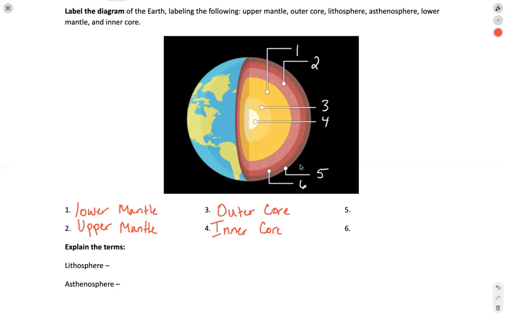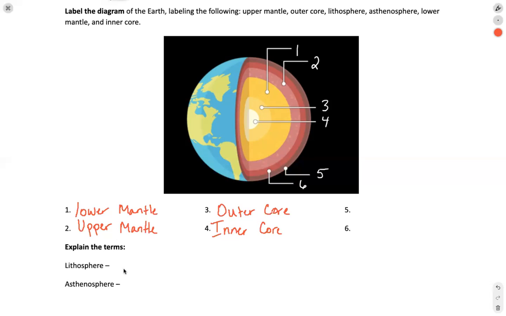Right, and then I'm going to skip 5 and 6 for a second, and I'm going to come back to them, because I'm not a huge fan of this diagram and the way that it is sectioned and labeled. So I'm going to explain the terms lithosphere and asthenosphere before we label 5 and 6, so that maybe it'll make a little more sense of why I'm not the biggest fan of this model.